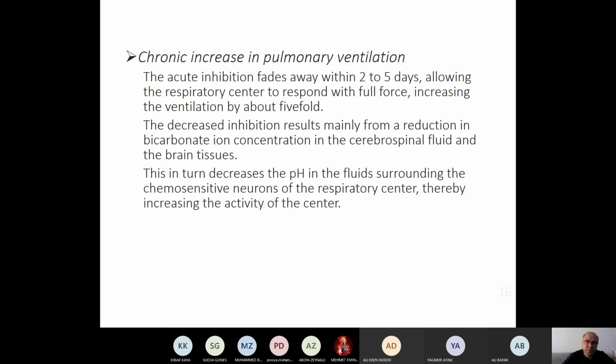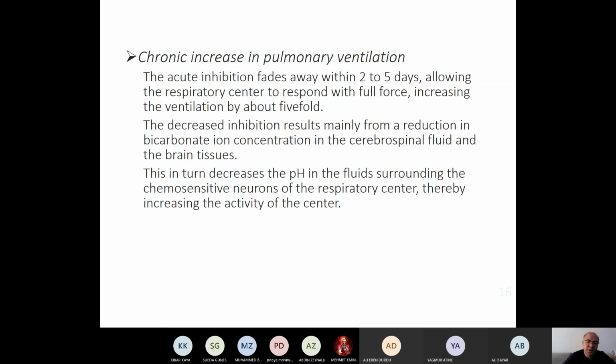The chronic increase in pulmonary ventilation. The acute inhibition fades away within 2 to 5 days. So in the beginning, due to hypoxia, respiration will be increased, but then due to hypocapnia, respiration will be inhibited. This inhibition will go away after 2 to 3 days, allowing the respiratory center to respond with full force, increasing ventilation by about 5 times normal.